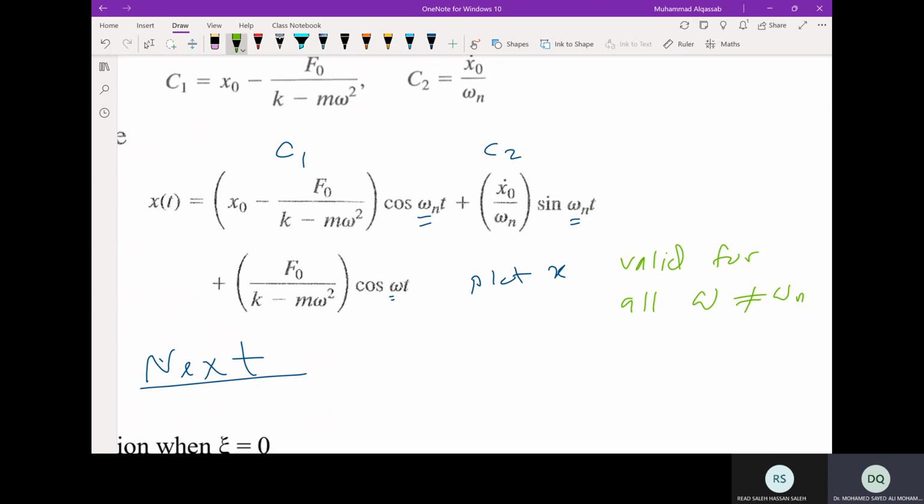Omega n is the square root of k over m. So when you take k as a common factor, and here as well you take f naught over k, this will be 1 divided by 1 minus m over k omega squared, where m over k is 1 over omega n squared. So this becomes 1 minus omega over omega n, squared. The same thing here. So if omega equals omega n, you will have division by 0.